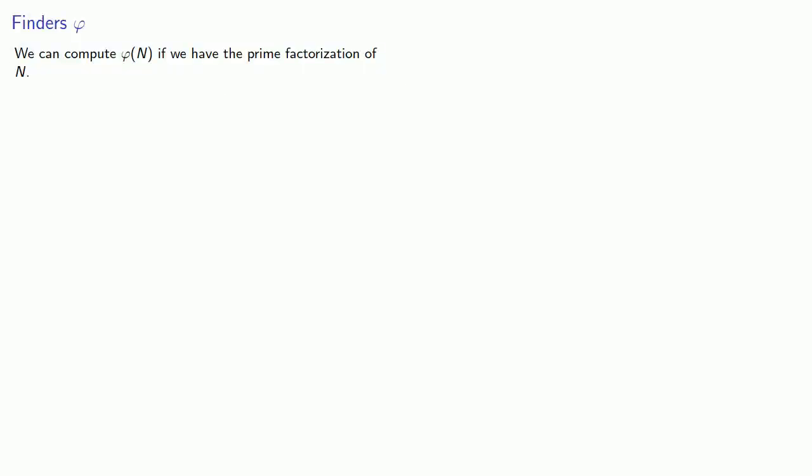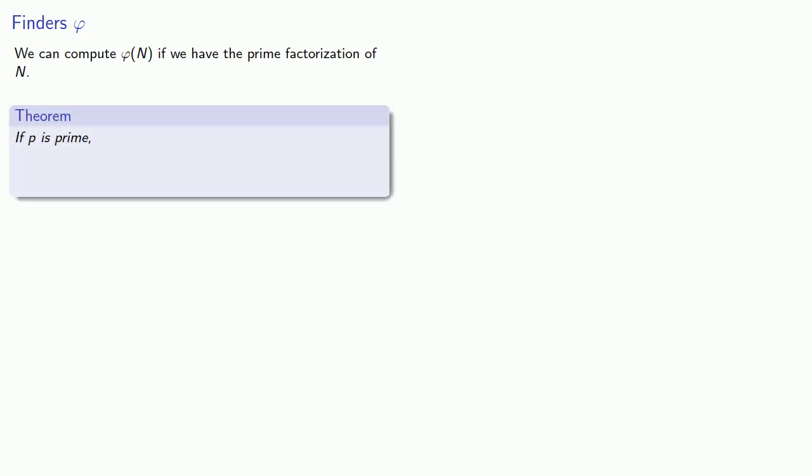Now, it's tedious to list all the numbers less than n, especially if n gets large, say phi of 23. So we want to be able to compute it, and in fact we can compute phi of n if we have the prime factorization of n. And there's two important results to begin with. If p is prime, phi of p is p minus 1, and phi of p to the power k is p to the power k minus 1 times p minus 1.